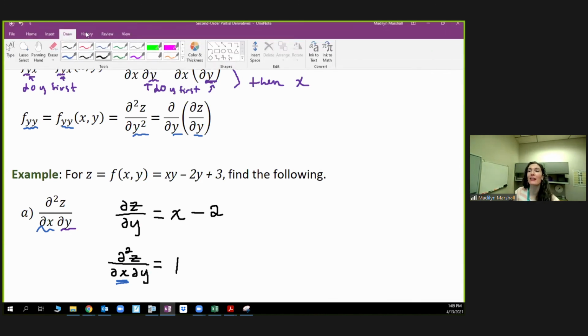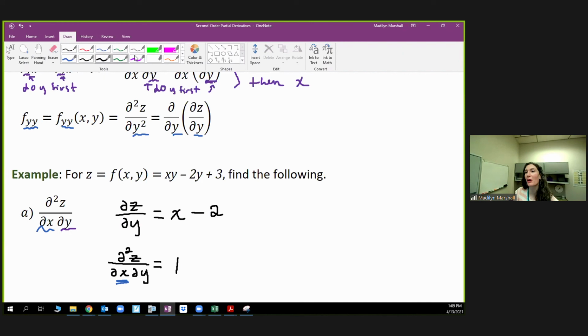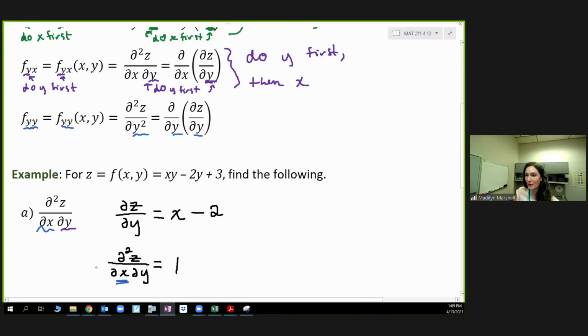And that happens a lot with second order partial derivatives because we're pairing them down quite a bit with each step of the derivative. So don't be alarmed if you do a second order partial derivative and you end up with a cute little answer like this.